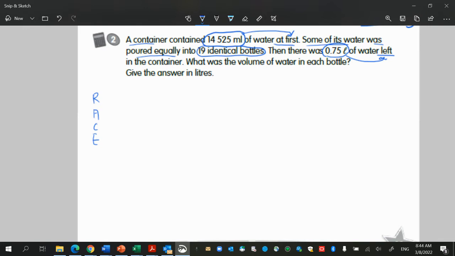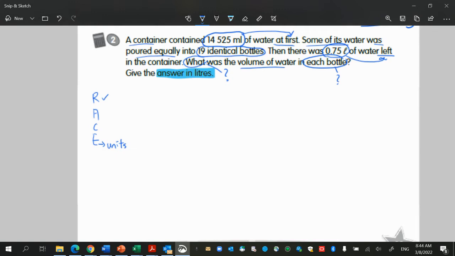What is the volume of water? What is the question mark? In each bottle. That is the question being asked. And then the final part, the most important, give your answer in liters. Okay, so I've done my first round of reading and I did a bit of circle, underline, highlight. The last part here is on units.